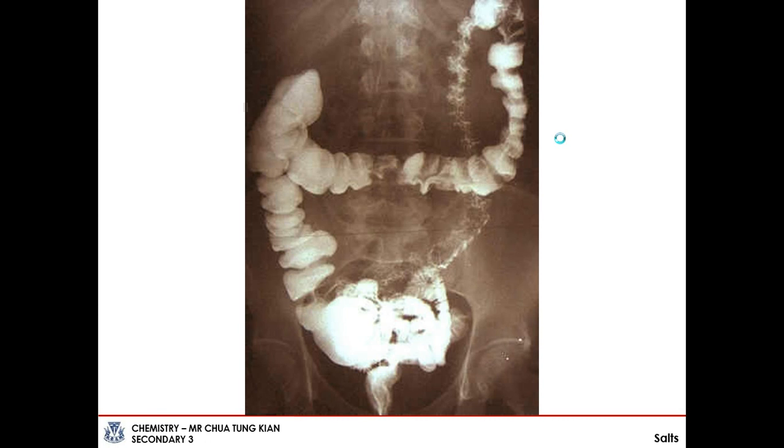So maybe they mix barium sulfate with rice, or they mix barium sulfate with water. It'll be a lumpy mixture, paste kind of stuff, because it is insoluble in water. And then the person, after eating it, when the barium sulfate enters the digestive system, it remains inside for a while before it is expelled. So when it is still inside, they take an X-ray, and the organs will show up on the X-ray plate like this. Right?